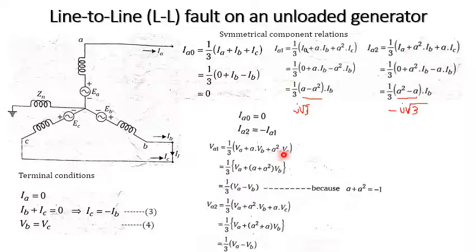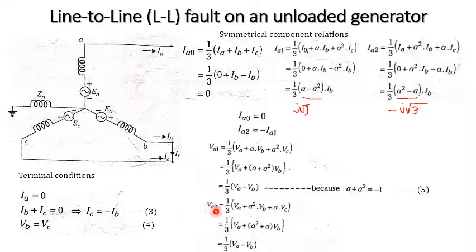So VC can be written as VB, that is nothing but A plus A square. So we know that A plus A square, from equation 1, that is this equation, 1 plus A plus A square is equal to 0. So this equation can be written as A plus A square is equal to minus 1. So this equation will become 1 by 3 times of VA minus VB. Okay, call this equation as 5.